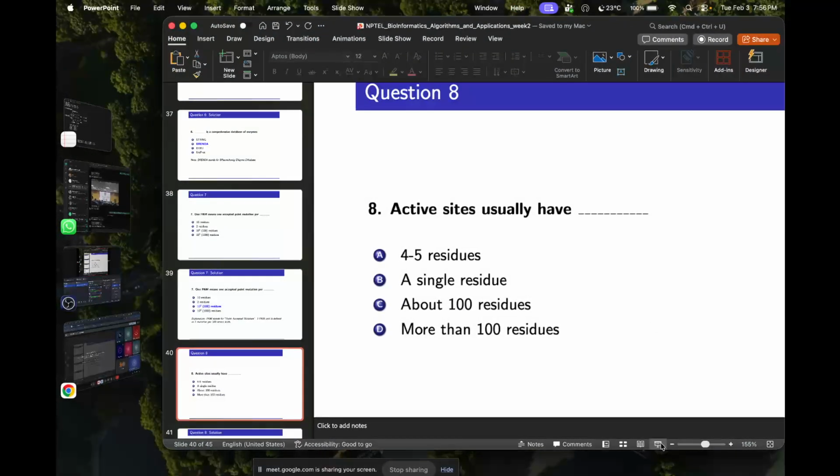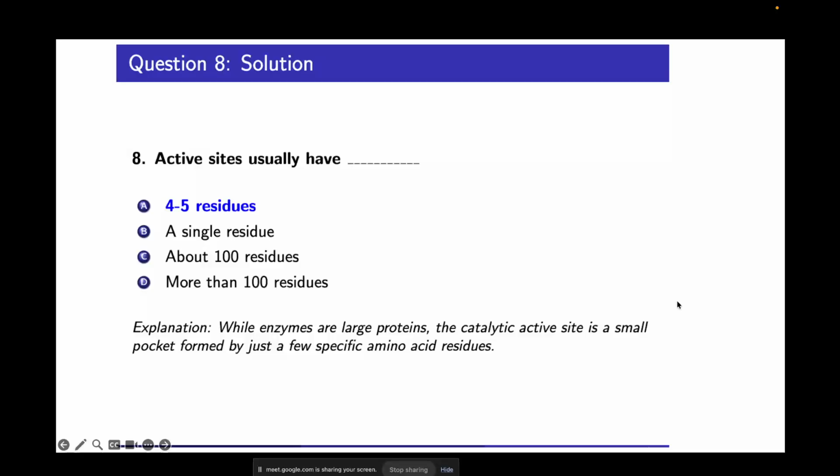Yeah, the answer is correct. Although I have not discussed why. There are a few reasons why. Firstly, if you have a small number of residues, 3 to 4 or 4, 5 residues are enough for specificity with binding with the substrate itself. So you don't need 500 residues for specific binding. 3 to 4, 5 residues are good enough. So you are saving energy on that front.